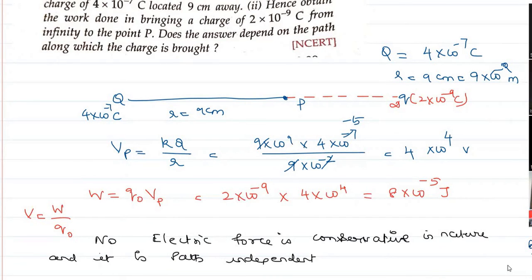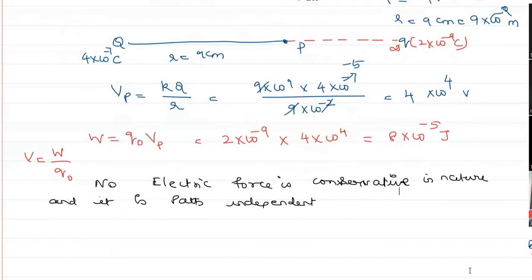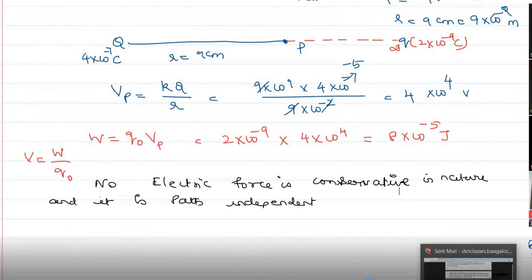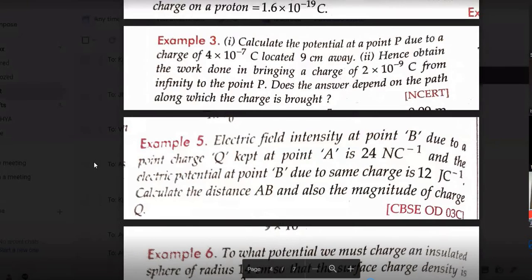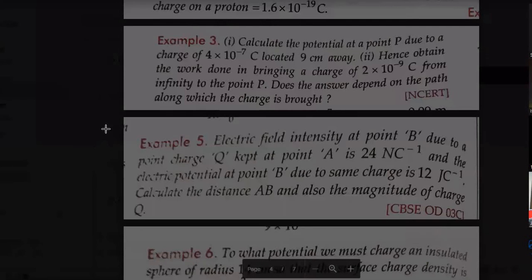One of the definitions of conservative is what? It is path independent. Is it clear now? If this one is clear, then I will move to the next one. Just stop me if it is not clear.